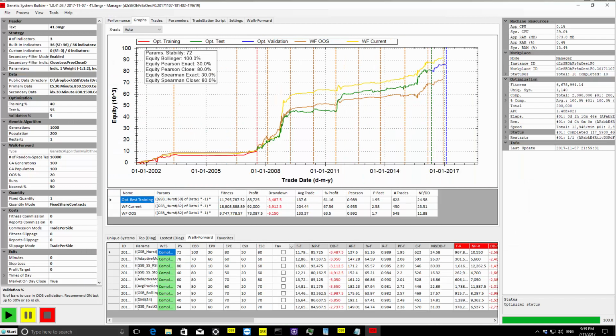So let's have a look at some walk forward results. Keep in mind these were very fast walk forwards. I've used 100 generations and a population of 100, and I would probably like to check this using something like 300 by 300, but if it fails this terribly, there's no point doing a finer walk forward. So you can see this one here, the parameter stability is set at 72, the Bollinger Band is 100%, the other figures are 80, so they're quite good metrics.